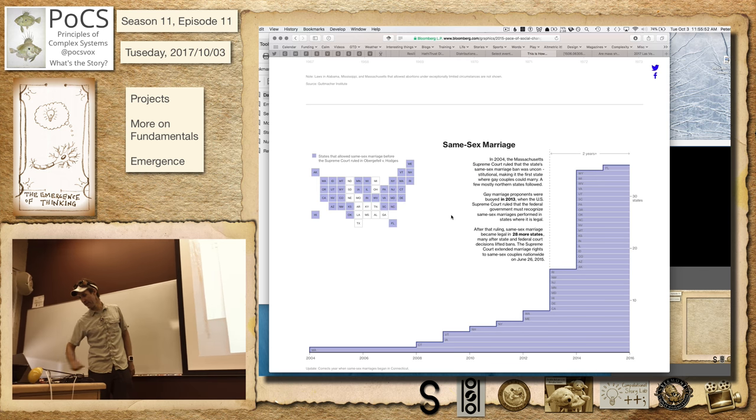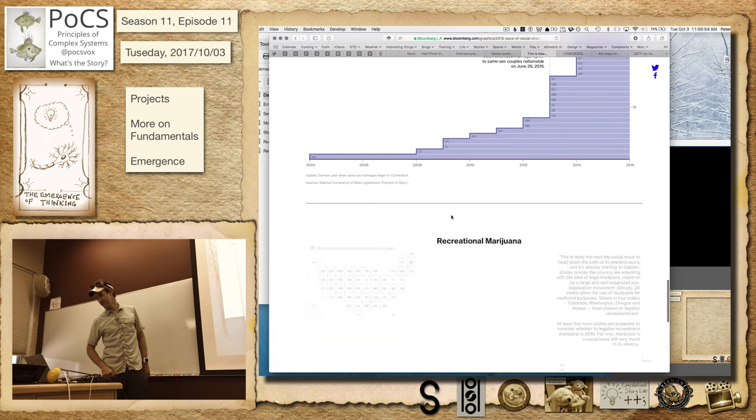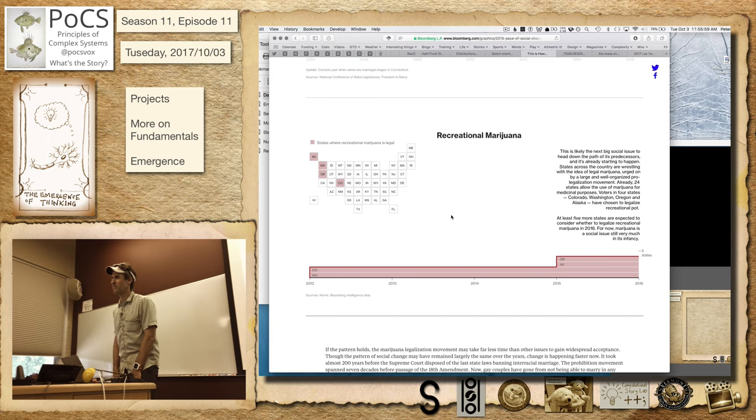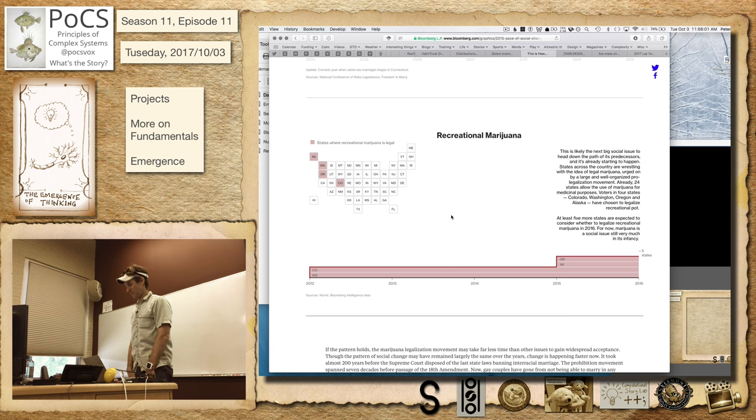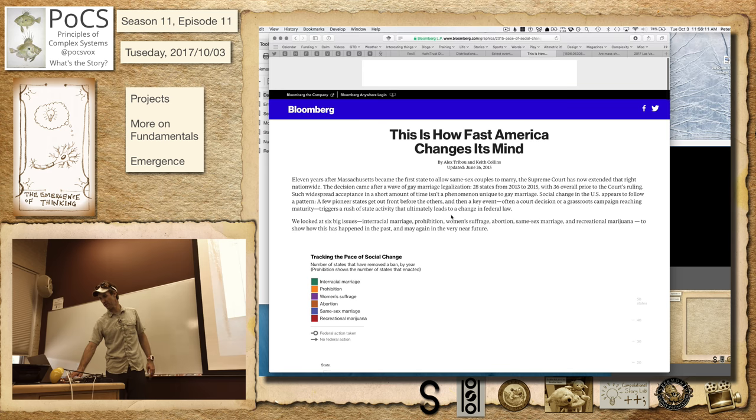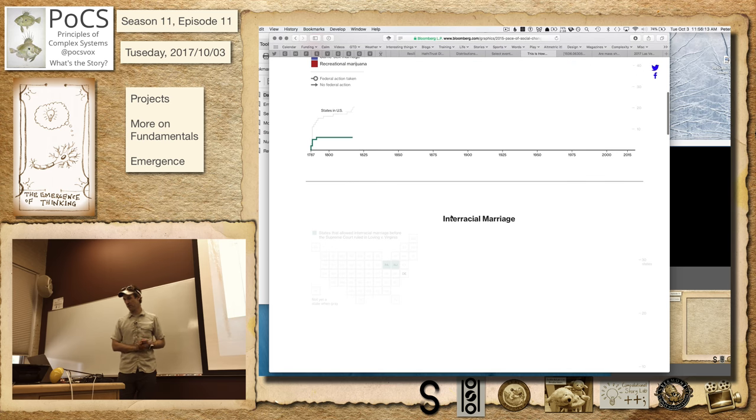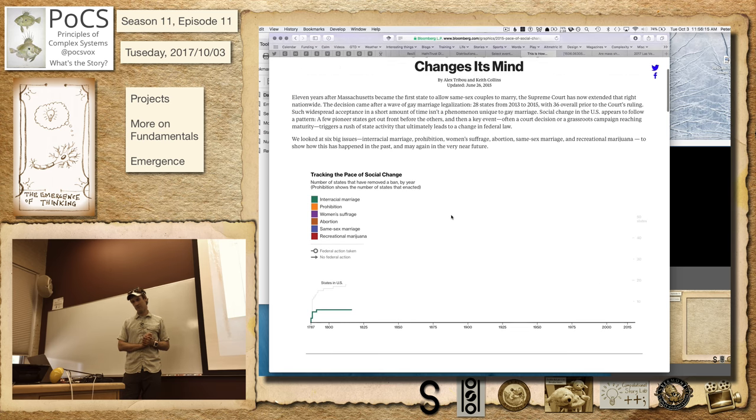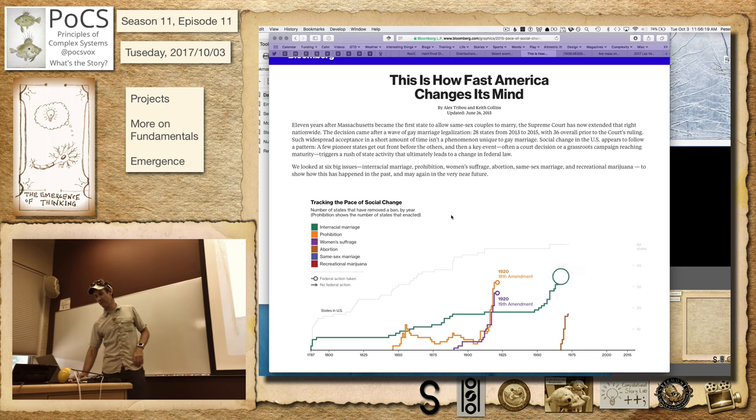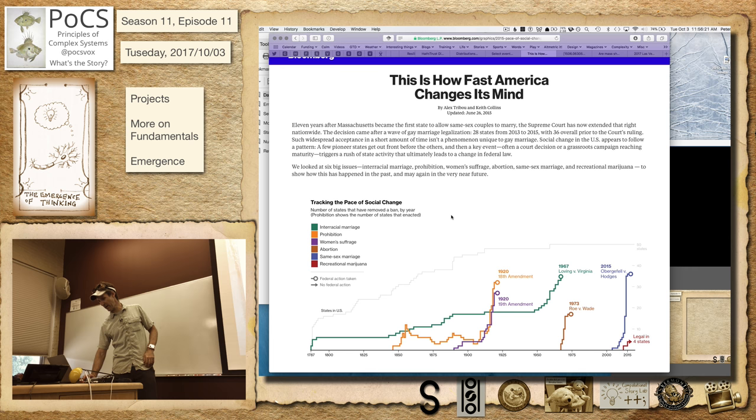All right, and then I guess we're here. But this could be updated, right? I think there are more. Yeah. I think New Hampshire is thinking about it as well. Right. And then you look at these things. And how fast has America changed its mind? Right? So, just do it again. I don't know if you can tell broad stories about this, but interesting. All right, that's what that was.